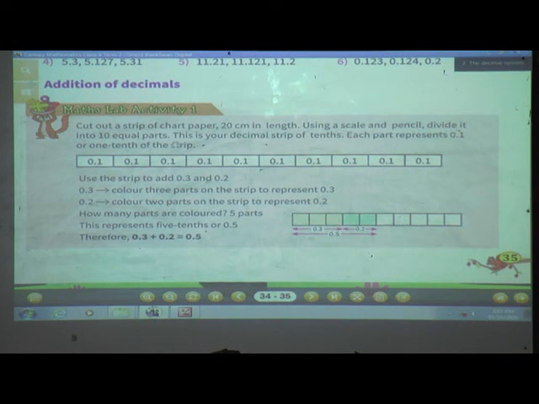Divide it into 10 equal parts. This is your decimal strip of tenths. Each part represents 0.1 or 1/10 of the strip. Okay, then use the strip to add 0.3 and 0.2. Now what you have to do? 0.3, you have to color that many parts, and it represents 0.3, and for 0.2 then what you have to do? Next 2 parts you have to color.